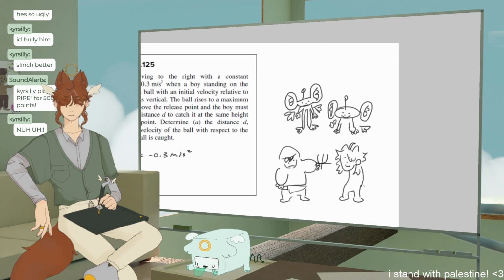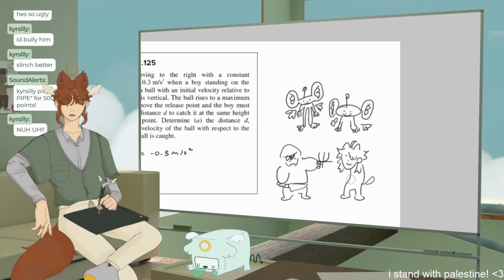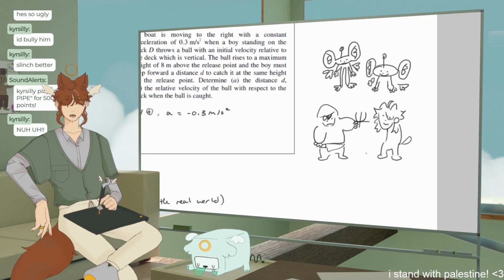I hope the grader enjoys these beautiful drawings. I accidentally drew a Homestuck character. I'm so sorry, everybody. Okay. I don't know where I have to go with this. I'm like missing one little piece.